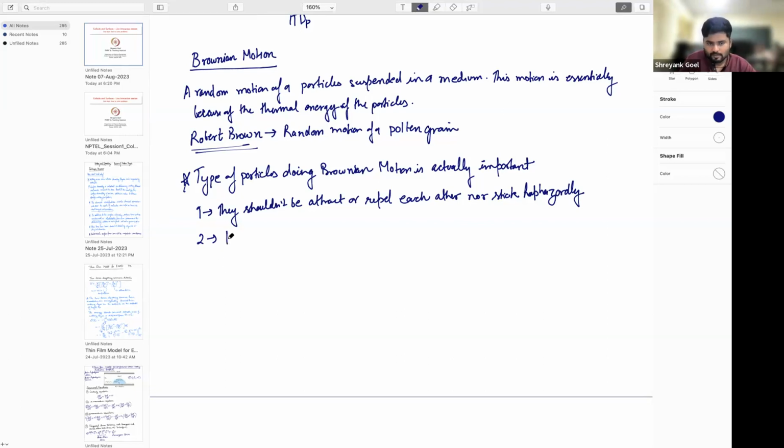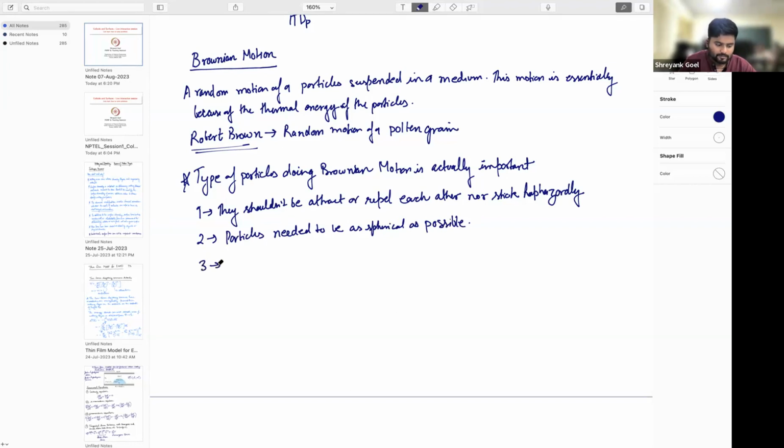So particles need to be as spherical as possible.